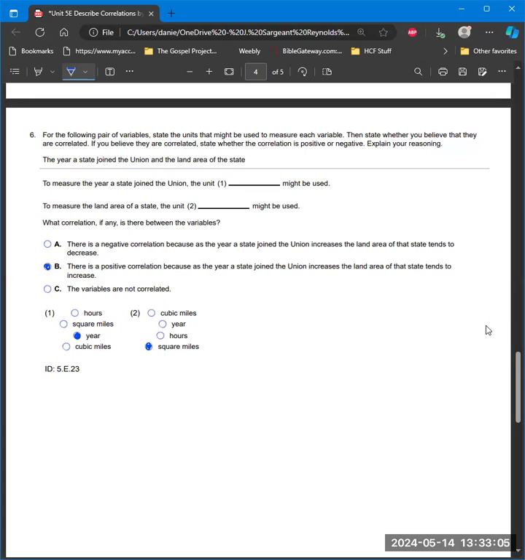So while that's not necessarily a strong correlation, you definitely had bigger states like California, Alaska, and Texas, and even other places that are more sizable join later, as opposed to very small states like Delaware and Rhode Island, that joined much earlier.